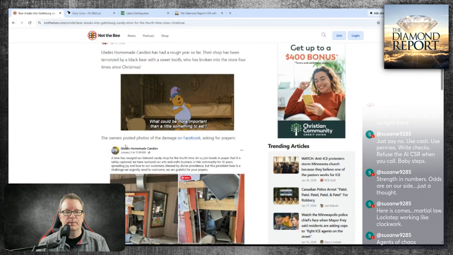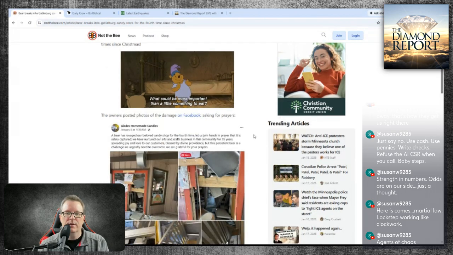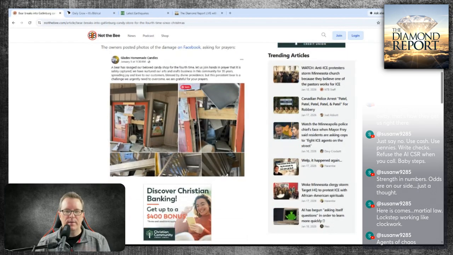The owners posted photos of the damage on Facebook asking for prayers. I'm just teasing. That's not really him. That's Winnie the Pooh. But yeah, look at the damage this bear's doing. So he's completely wrecking the place.